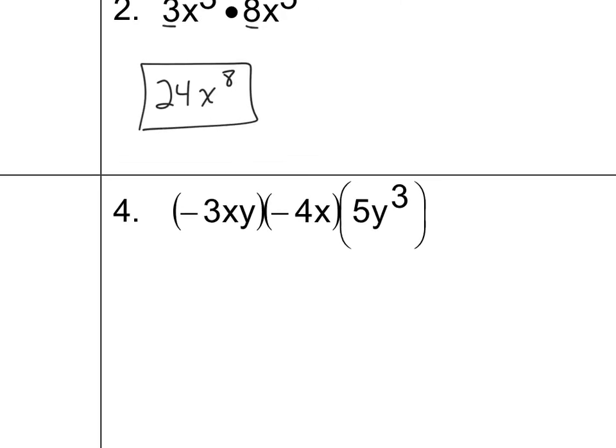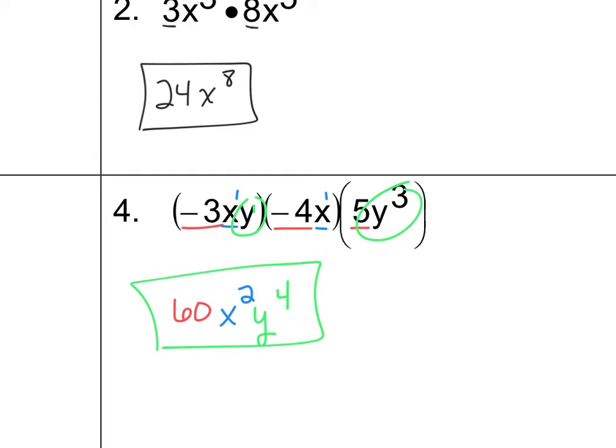And this is the same way. We can do them all at the same time. Let's look at the numbers. Negative 3, negative 4, and 5. Negative 3 times negative 4 would be 12. 12 times 5 would be 60. I've got x to the 1st, x to the 1st, and then I don't have an x, so it's just these two. That would be x squared. And then I have a y to the 1st here, a y to the 3rd there. That gives me y to the 4th. So not very tough, guys.